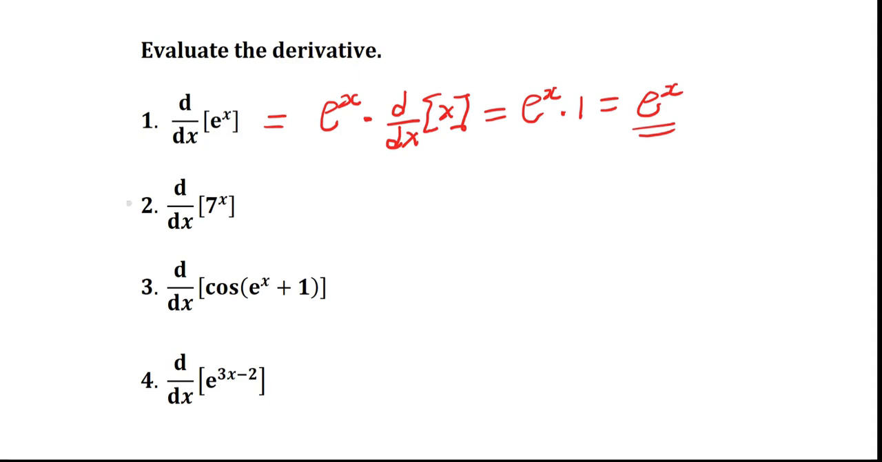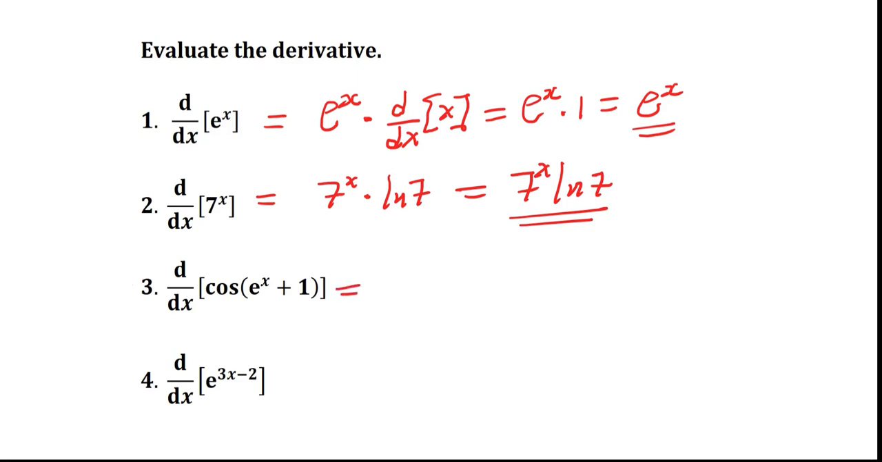Alright, let's look at the next question, question 2. To take the derivative of 7 to the power of x, you simply need to write 7 to the power of x multiplied by the natural logarithm of 7, which is ln 7. So this is the answer to this question. I hope it makes some sense.